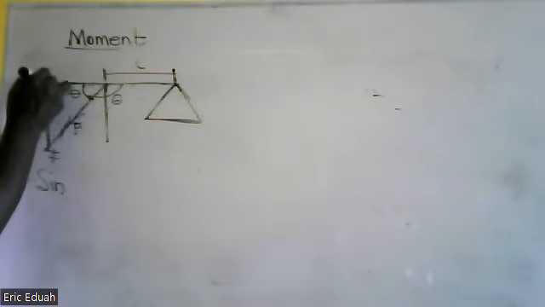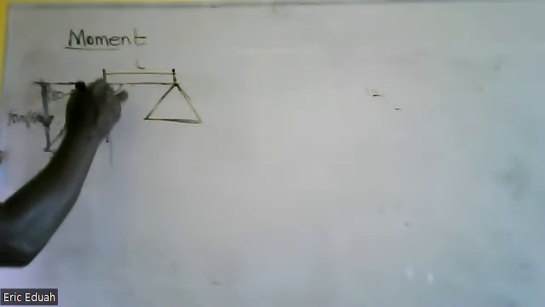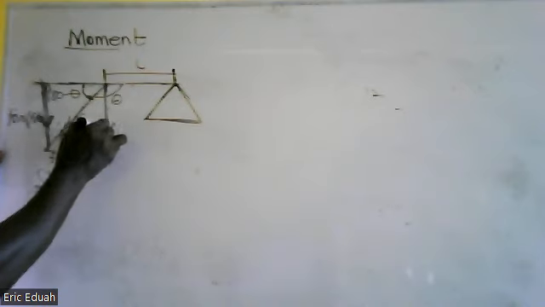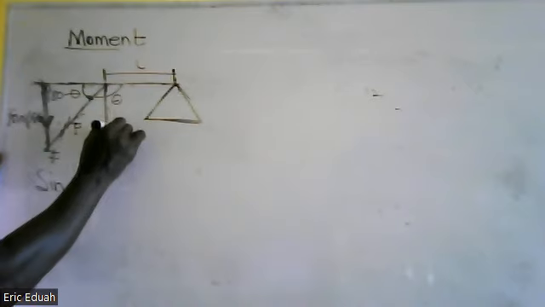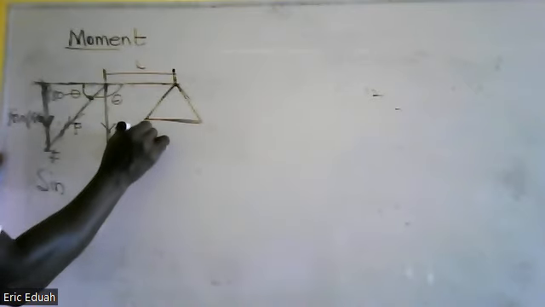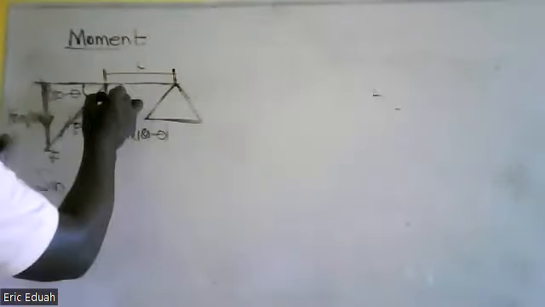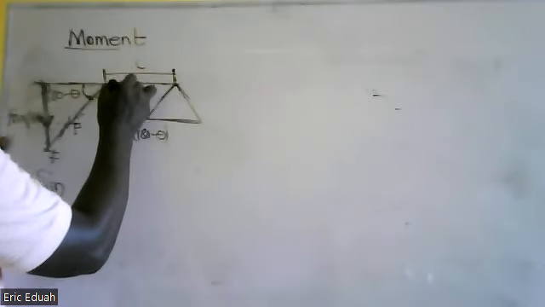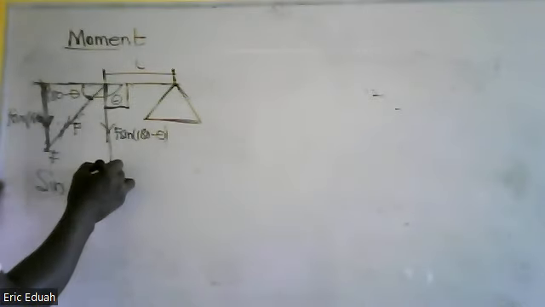F sine 180 minus theta. Now this component, due to equal vectors, can also be brought here, isn't it? So if this is F sine 180 minus theta, this side will also be F sine 180 minus theta. Agree? I hope you agree. Okay, so we have the component of the force which is perpendicular.